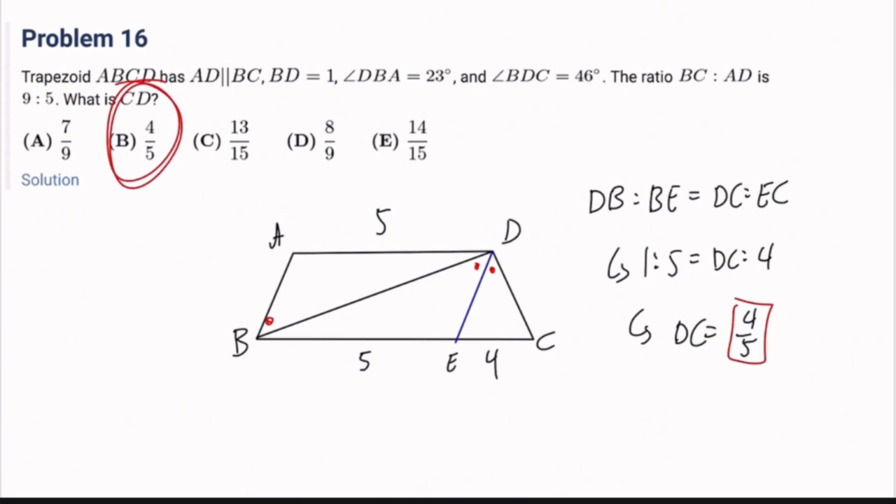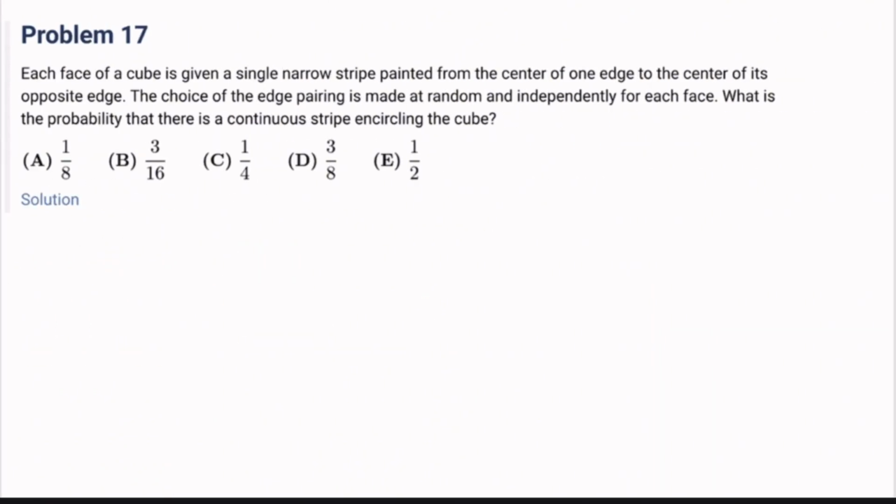It's B. Number 17, each face of a cube is given a single narrow stripe painted from the center of one edge to the center of its opposite edge. The choice of the edge pairing is made at random and independently for each face. What is the probability that there is a continuous stripe encircling the cube?